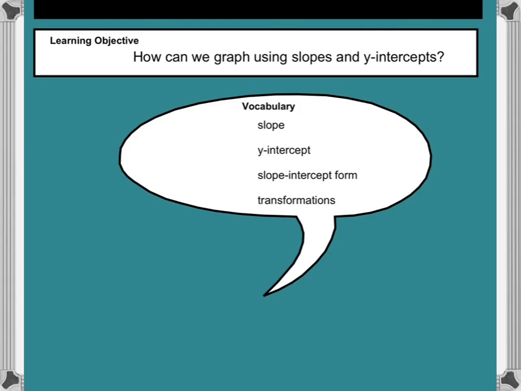Okay, the objective of the lesson today is how we can use an equation to graph a line. And so we're going to use the information from an equation, that's slope and y-intercept. We're going to look at an equation, put it in slope-y-intercept form, use that information to plot points, and then draw a line through those points.